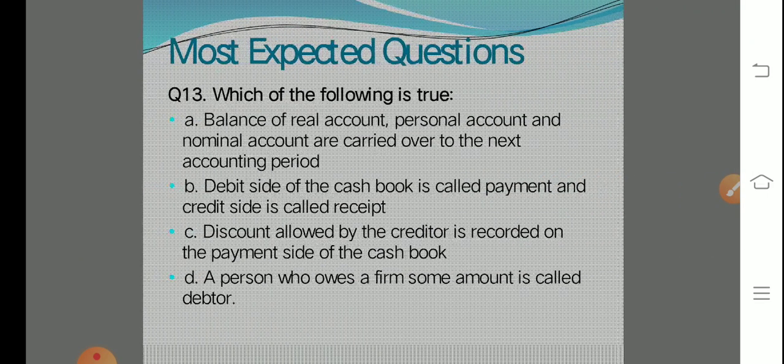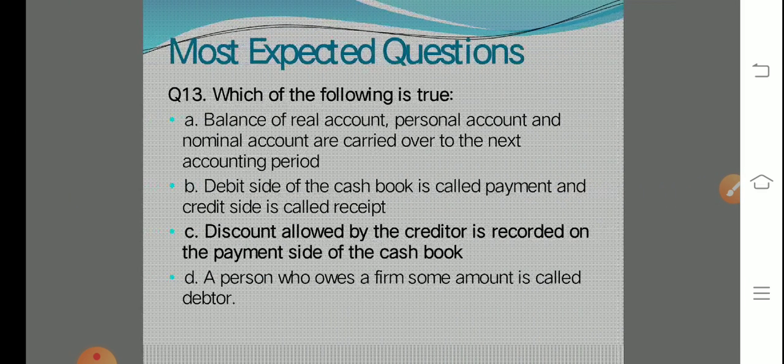Which of the following is true? A, balance of real account, personal account and nominal account are carried over to the next accounting period. B, debit side of the cash book is called payment and credit side is called receipt. C, discount allowed by the creditor is recorded on the payment side of the cash book. D, a person who owes a firm some amount is called a debtor. So we have to see which statement is true. The correct answer is C, discount allowed by the creditor is recorded on the payment side of the cash book.